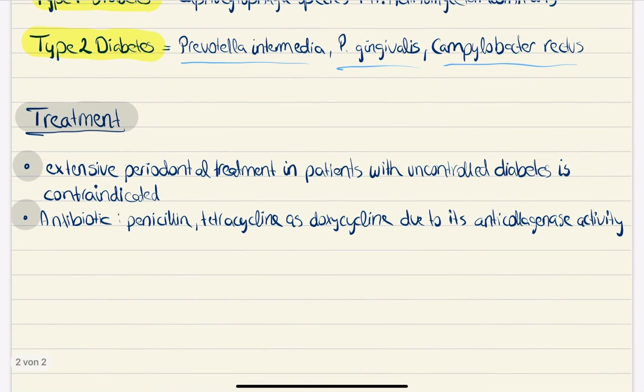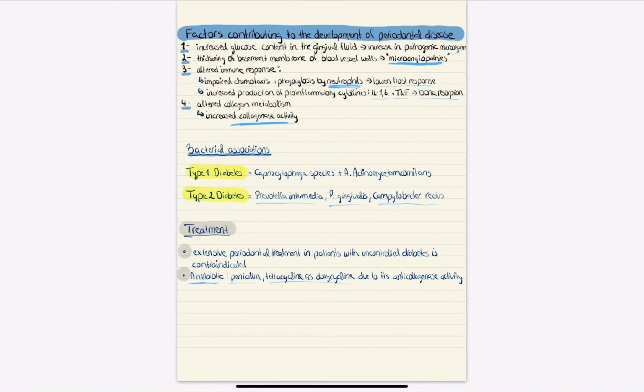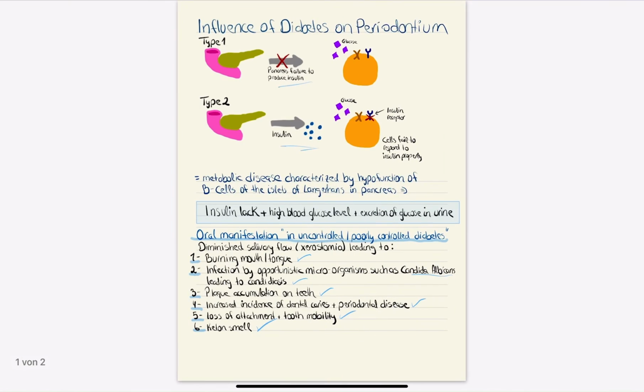The treatment. To sum up the treatment, extensive periodontal treatment in patients with uncontrolled diabetes is contraindicated. But we give antibiotics such as penicillin and tetracycline, such as doxycycline, due to its anti-collagenase activity. So this is it, the influence of diabetes on periodontium.